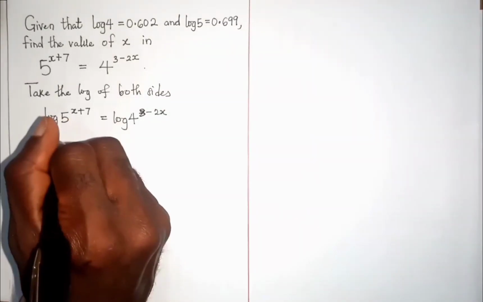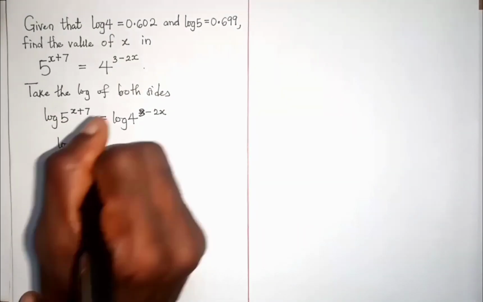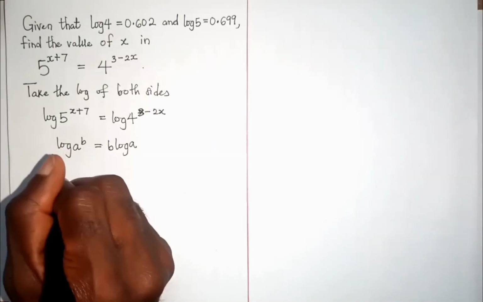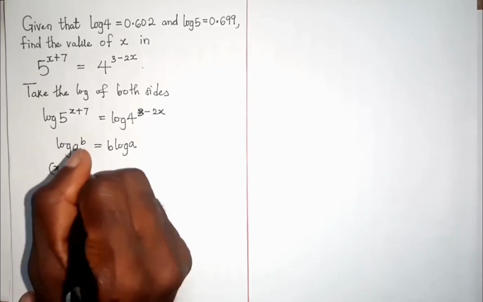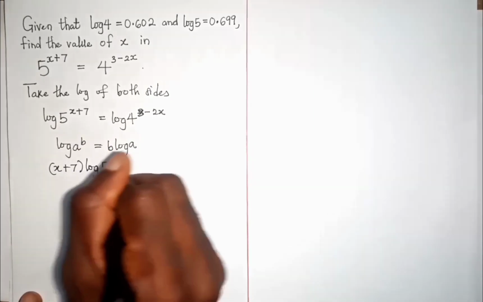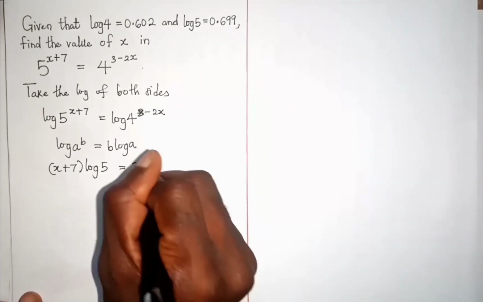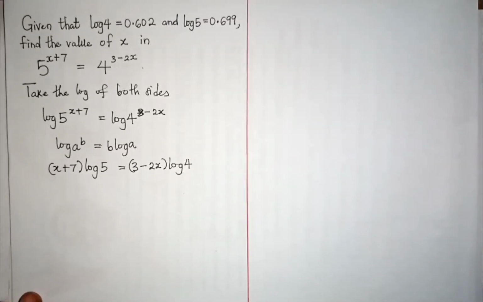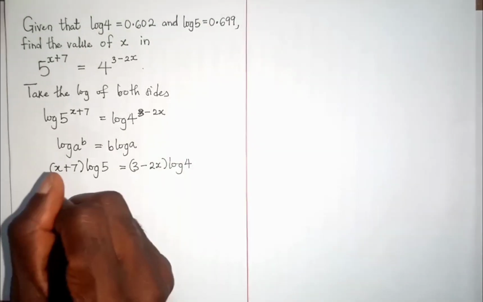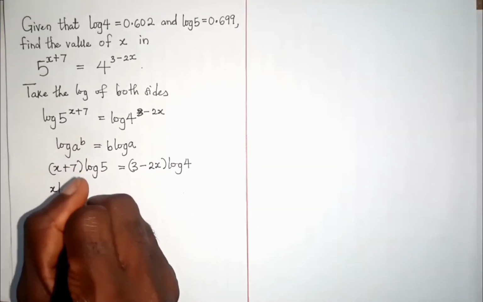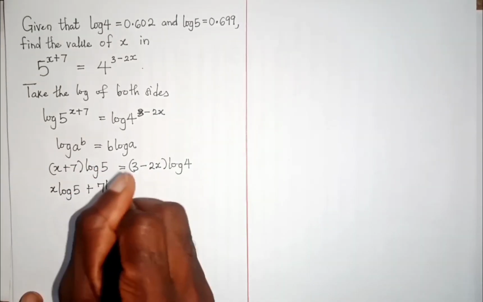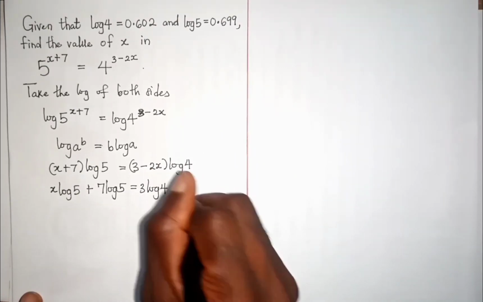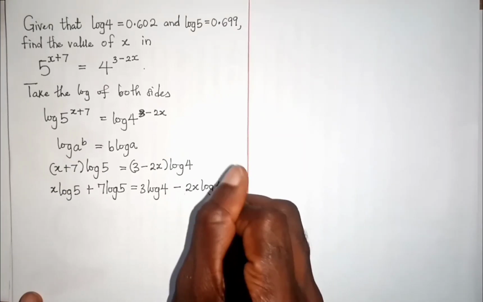And for the fact that when we have log a raised to power b, it is b times the logarithm of a, therefore our equation becomes (x plus 7) log 5 equals (3 minus 2x) log 4. Then we open up the brackets so that the left-hand side becomes x log 5 plus 7 log 5, and the right-hand side becomes 3 log 4 minus 2x log 4.